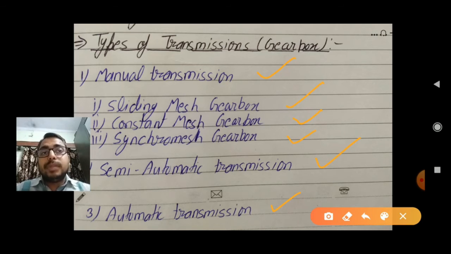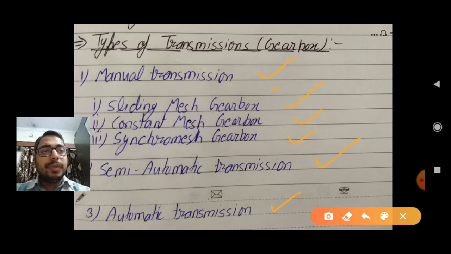The next type of transmission is semi-automatic transmission, and the next one is automatic transmission. Automatic transmission is the type in which no shifting of gear takes place manually. The whole process takes place automatically, as in different types of luxury vehicles. The semi-automatic transmission is a type of gearbox system which lies between the manual and automatic transmission systems. So these are the different types of transmission systems.